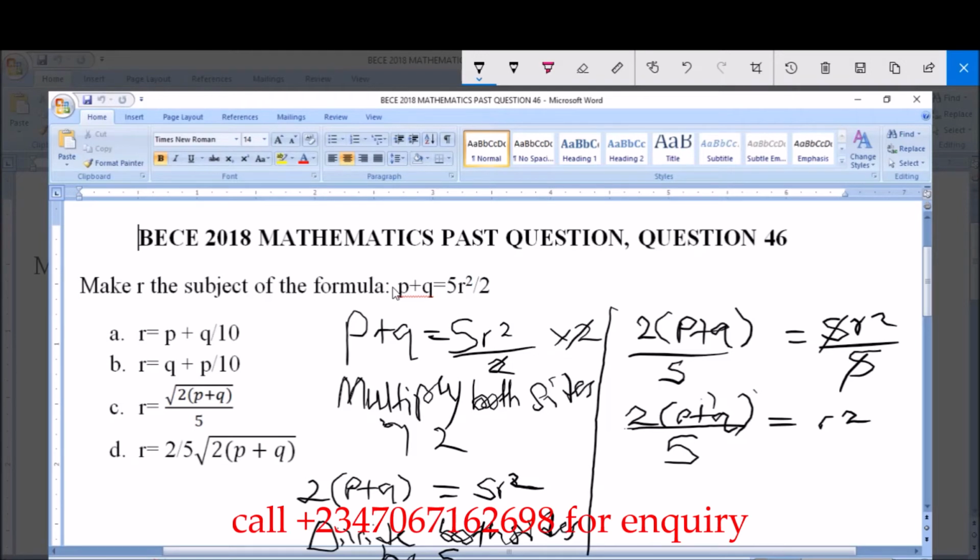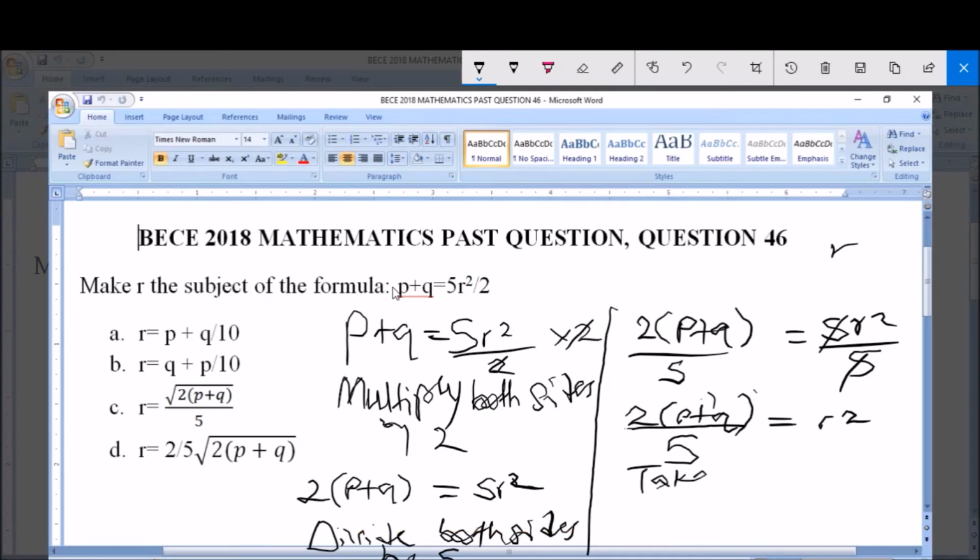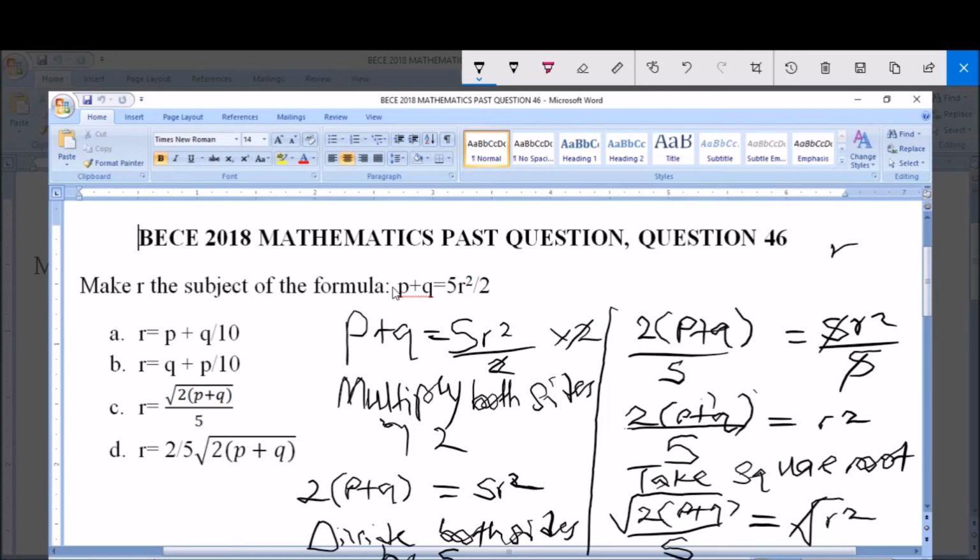Now you have R squared, but what we need is R, not R squared. So to get R, we take the square root of both sides. So therefore we have the square root of 2 into P plus Q all over 5 is equal to the square root of R squared. The square root cancels the square, giving you R. So R is equal to the square root of 2 into P plus Q, close brackets, all over 5. This is the answer.